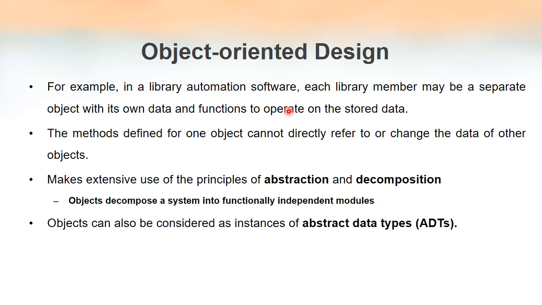Data means the number of books the member holds right now, the number of books he has completed reading or has returned already. Functions are like read a book, or he can borrow a book from the library, he can return a book to the library. If I am a library member, I will have my own functions and my own data. So the methods defined for one object cannot directly refer to or change the data of other objects.